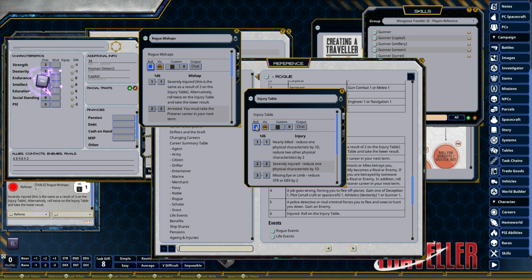So the first roll is a 1. And the second roll is a 6. I have to take the 1. All right. So I'm going to reduce 1 of my physical characteristic scores by 1d6. Let's do endurance. Endurance drops by 4. Jesus, it drops me down to a 4. I'll keep this like this for now, and then my other 2 physical characteristics drop by 1 each.